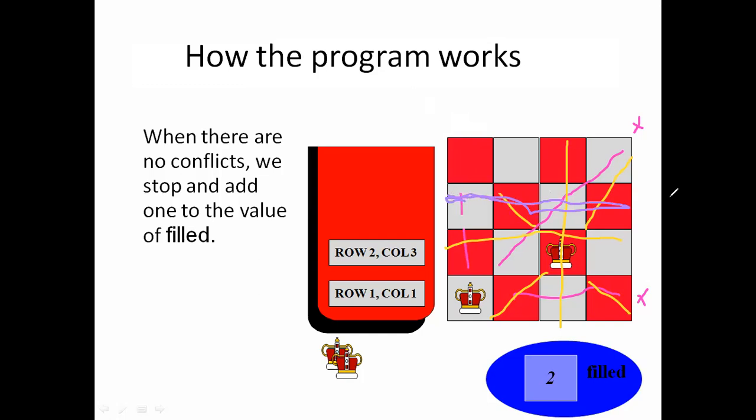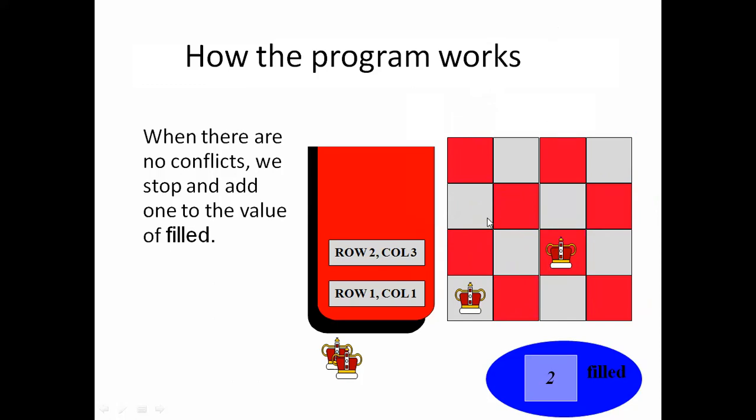So we are not able to solve this problem when we place the queen in the first row, first column. So we have to go back, we have to backtrack. That is the backtracking method.